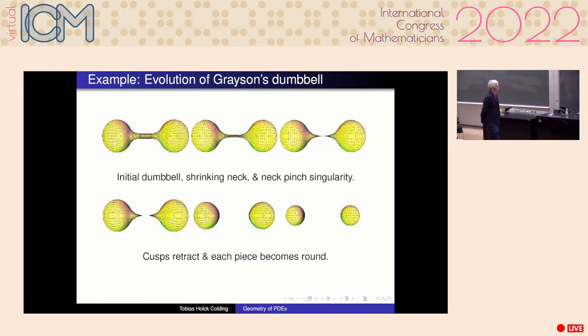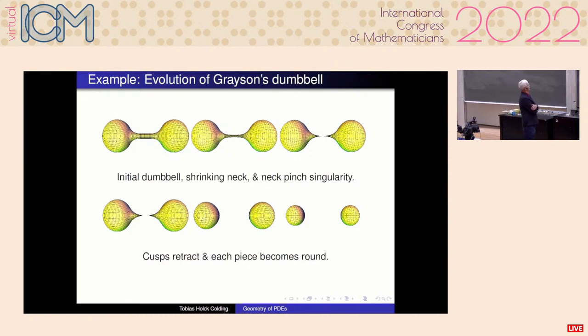There are a couple of examples worth keeping in mind when one thinks about mean curvature flow, the evolution by surface tension. One is the dumbbell. Here is an example of a dumbbell, and it's rotationally symmetric around an axis. The evolution goes from left to right, in the top line first, and then the same in the line below.